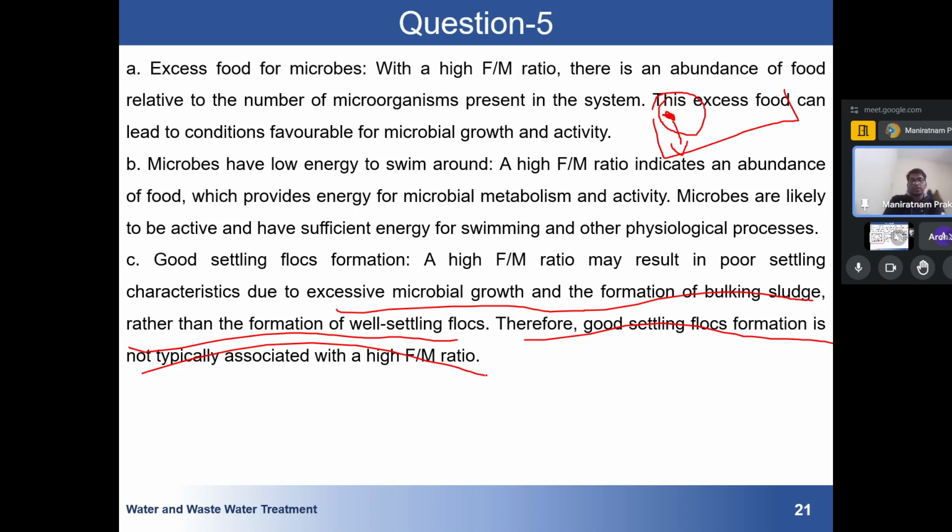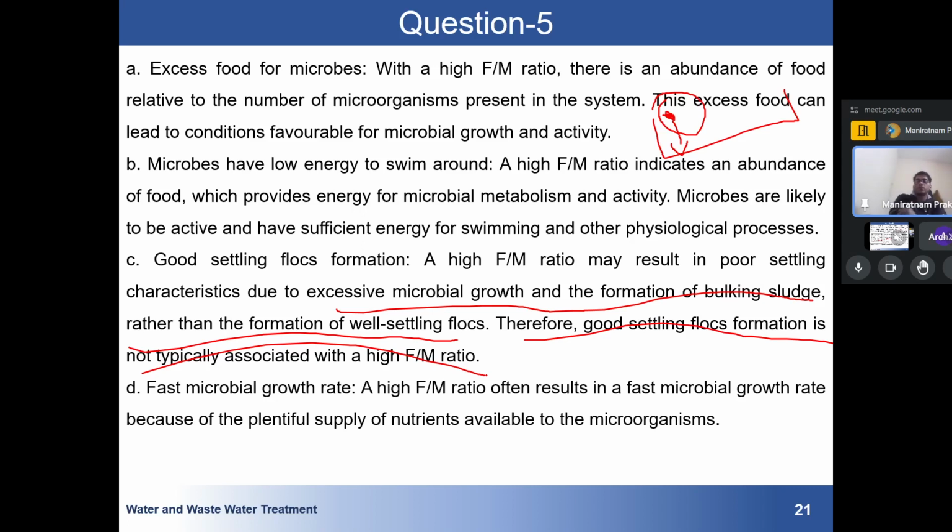So it is always recommended that we provide microbes according to the amount of food available in the wastewater. Option D was fast microbial growth rate. A high food by mass ratio often results in a higher microbial growth rate because of the plentiful supply of nutrition available to the microorganisms. So this is also true. With more food, the same microorganisms will grow fast. So the correct option is A and D only.